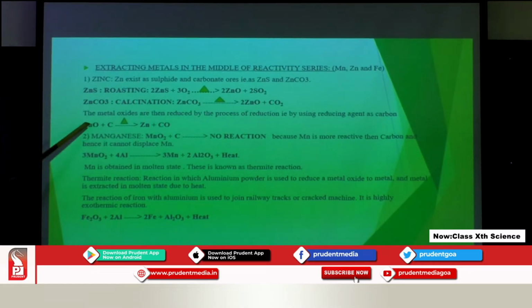This reaction is a type of displacement reaction. Carbon is more reactive than zinc, so it will displace the zinc from this oxide, carbon monoxide will form, and we will get the formation of pure zinc. The next metal we will see is manganese.